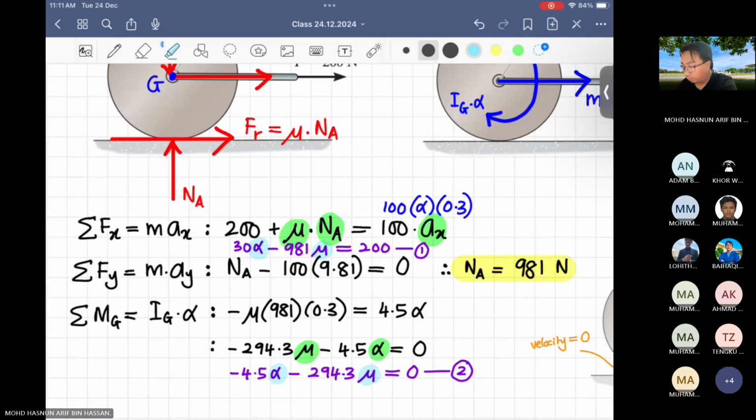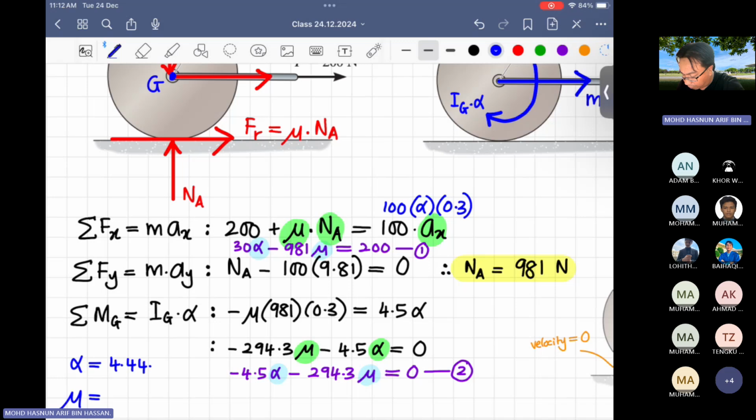What do you get? When you solve this, you should be able to get the value of alpha and also the value of mu. So what do we have? Alpha here should be equal to 4.444 rad per second square, and mu is 0.068. That mu has no units. So this should be our final answer, the value of alpha.